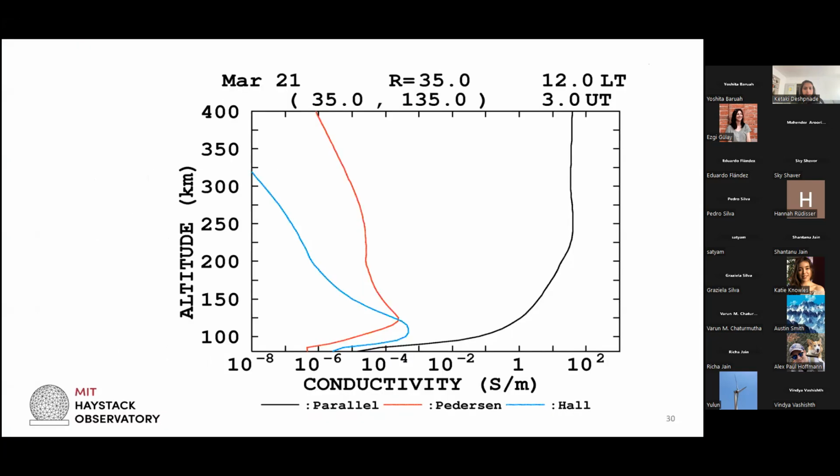And this just shows you, again, as a function of altitude, what the different conductivities are. You'll notice that the parallel conductivity is very, very high, especially as we go up. But in this region below, we have a combination of Pedersen and Hall that actually can be quite significant.